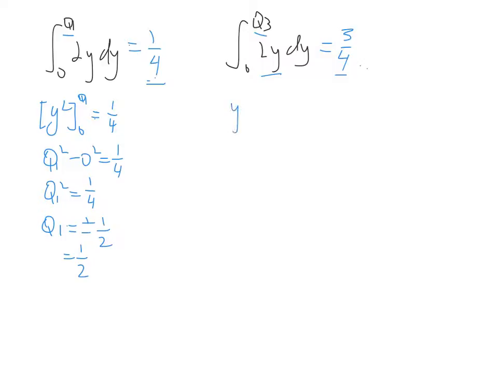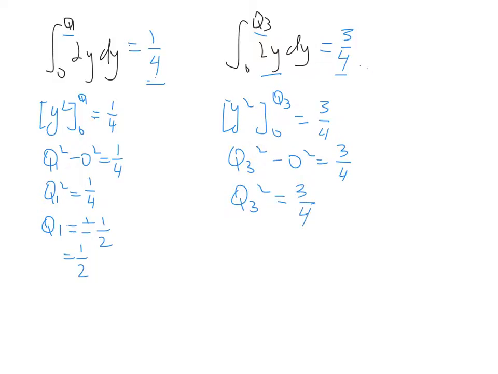And now, for the second value, we have 2y, we anti-differentiate to y squared, and we put that between Q3 and 0, and that equals 3/4. So from there we have Q3 squared minus 0 squared equals 3/4. So we've got Q3 squared equals 3/4. Find the square root, so we've got Q3 equals plus or minus root 3 over square root of 4, which is 2. And once again, we're going between 0 and 1, so we've got to eliminate the negative. So we end up with root 3 over 2.